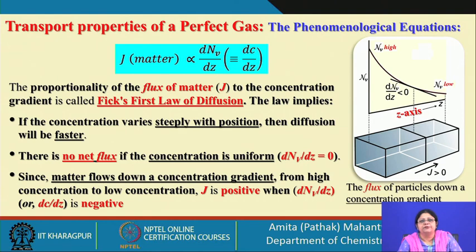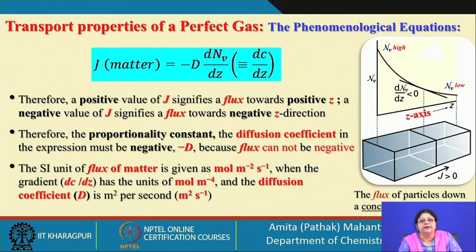So, this gradient will always be negative. Matter flows down a concentration gradient from high concentration to low concentration, and J has to be positive, and for that this gradient should be negative. Whether we call it number density gradient with distance, or the concentration gradient along the z direction, whatever you say, that should be negative. So, in the equation, this side is the positive flux of matter, which cannot be negative, and this side is always going to be negative. Then how can we have an equation where one side is positive and one side is negative?